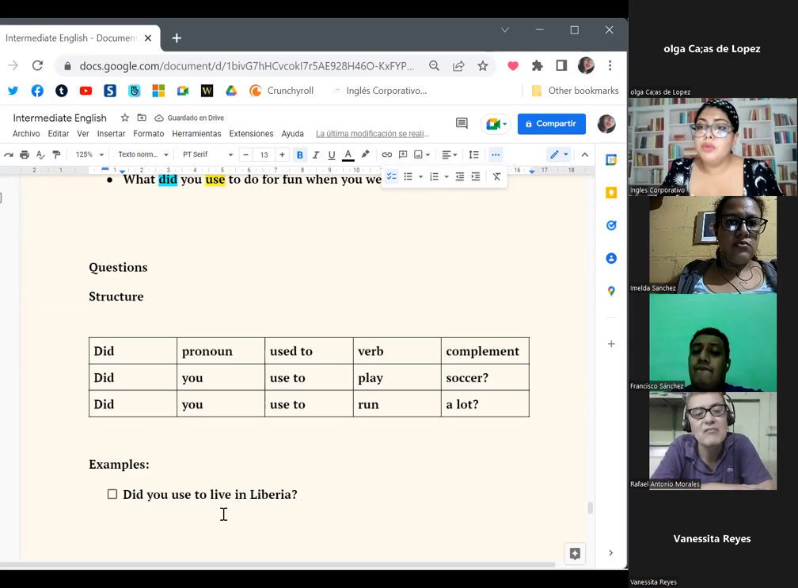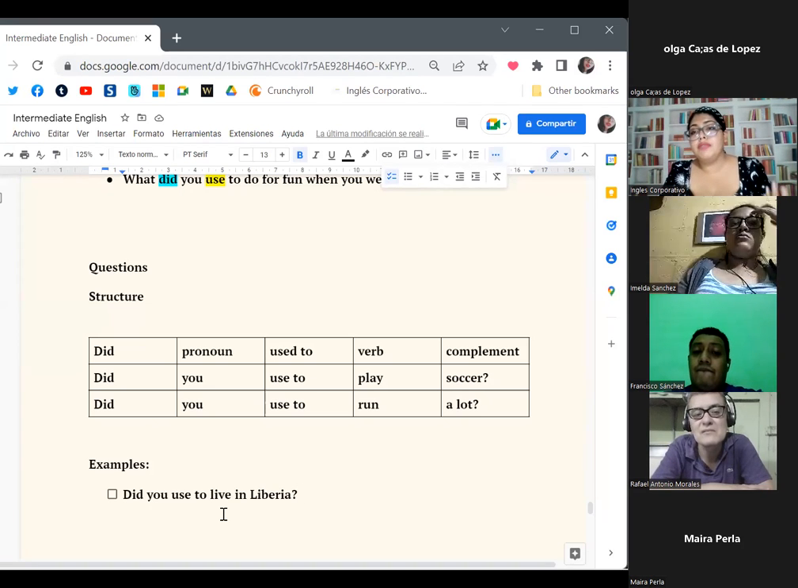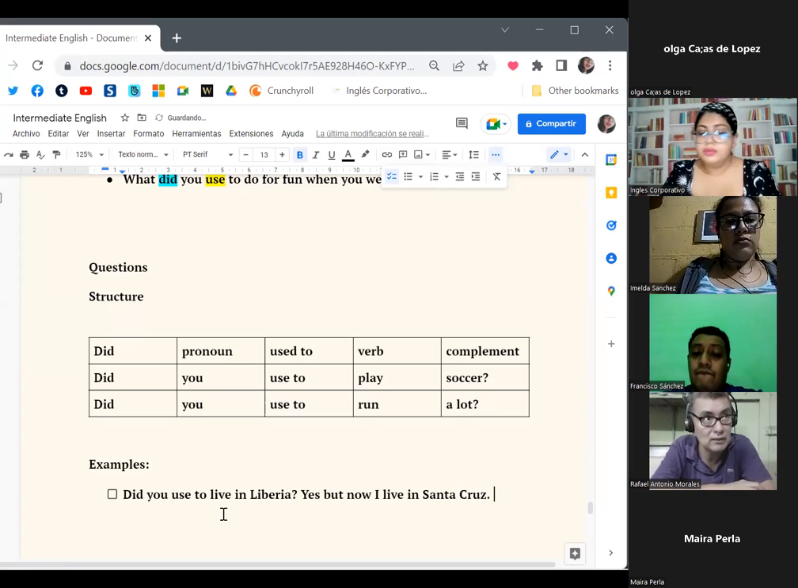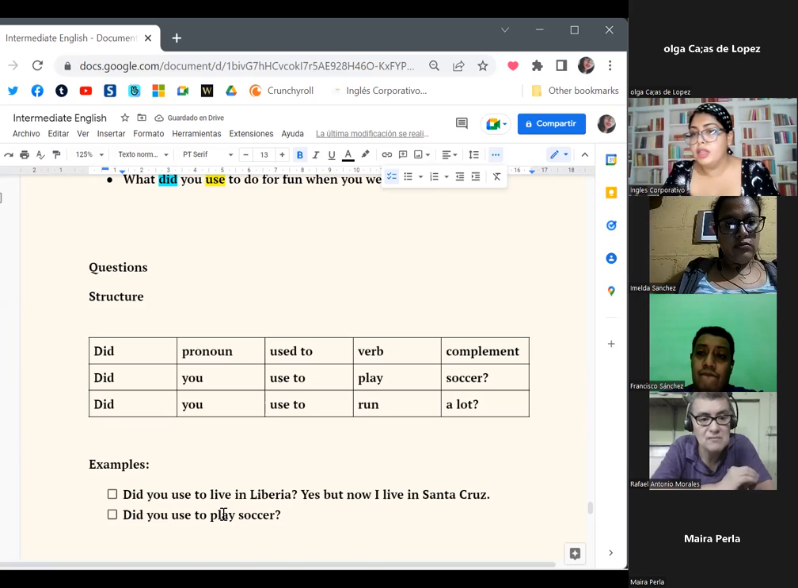In this case, we are going to see the way to answer that question. Vamos a ver cómo se responde esa pregunta. Did you use to live in Liberia? ¿Solías vivir en Liberia? Y la respuesta, in this case, is yes. Yes, but now I live in Santa Cruz. And we have another one. Did you use to play soccer? ¿Solías jugar fútbol? And also we have a yes answer. Yes, but I have a job now. Sí, pero ahora tengo un trabajo.